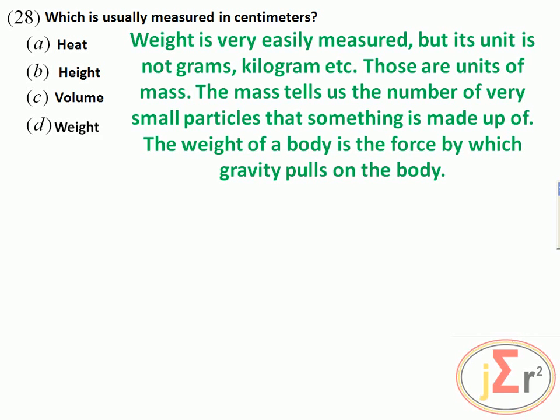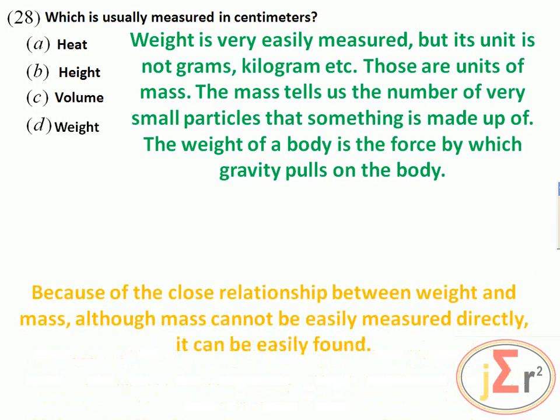Weight is very easily measured, but its unit is not grams, kilograms, etc. Those are units of mass. The mass tells us the number of very small particles that something is made up of. The weight of a body is the force by which gravity pulls on the body. So, mass tells us the number of very small particles that it is made up of, and weight tells us the force by which gravity pulls on the object.